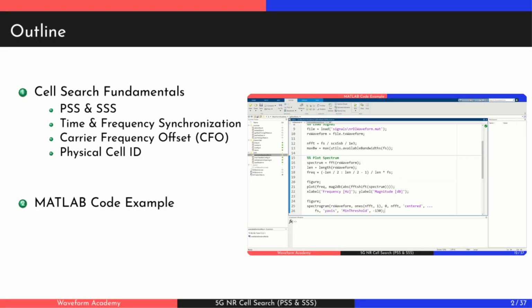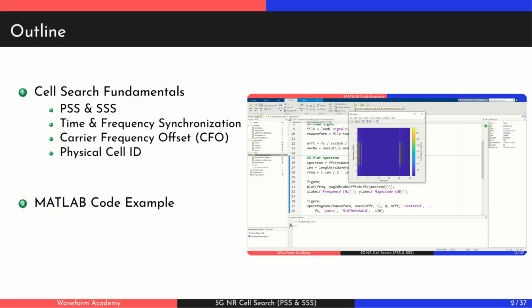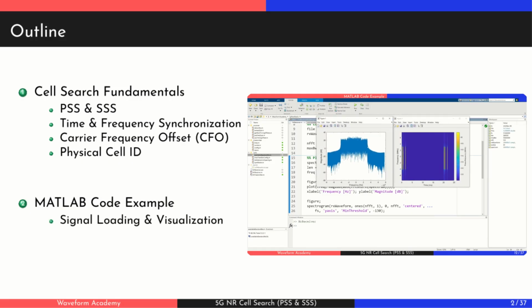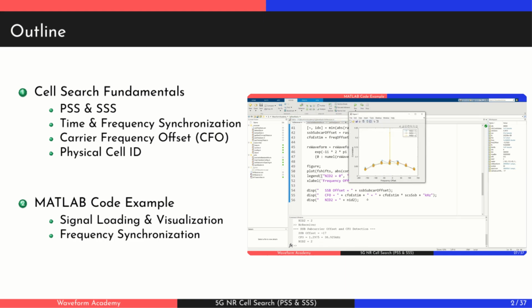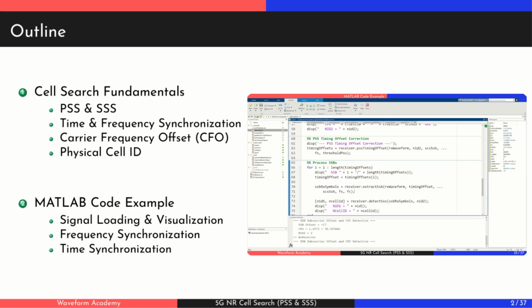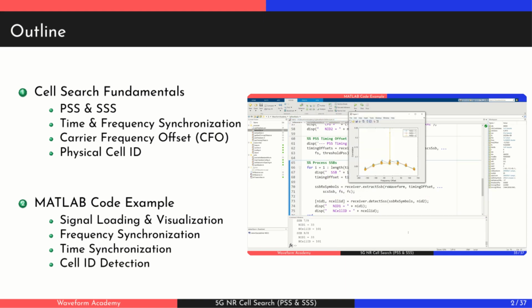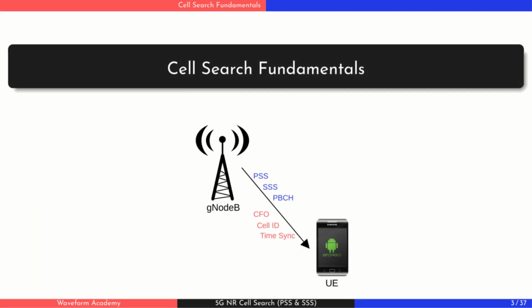Then we'll move into MATLAB, where we'll write and run receiver code that loads the 5G waveform, performs frequency synchronization, including subcarrier offset and CFO estimation, applies time synchronization, and finally calculates the physical cell ID. Let's get started.